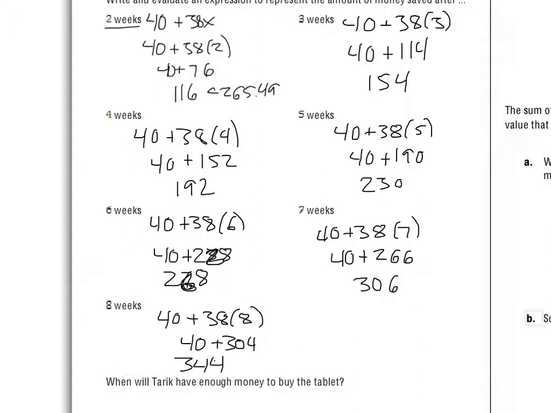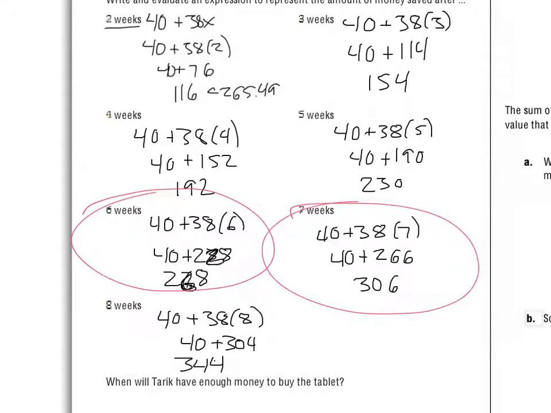All right, so double check all of your expressions and your results. The next question we have to ask ourselves is, which of these values, when is he going to have enough money in order to actually pay for his tablet? Well, there's more than one answer here. We're looking for any value that's greater than $265.49. So we can see if he waits 6 weeks, he'll have enough money.